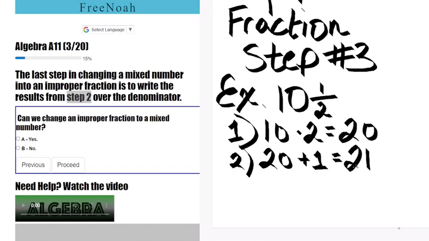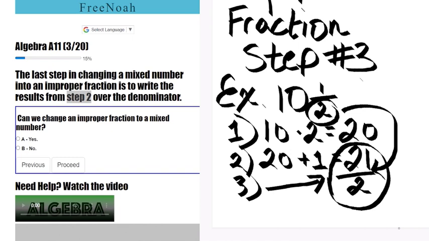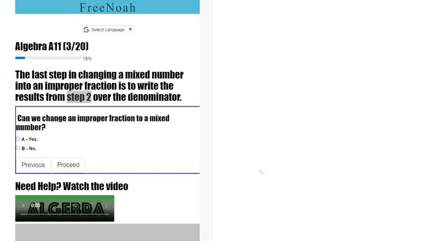Now we're just going to piece things together here for this third step. We're going to take the denominator from the original number, and simply put it over the results from step number 2 and rewrite it. So step number 3 is piecing everything together once again, and the final answer is 21 over 2. And that is the improper fraction of 10 and a half.